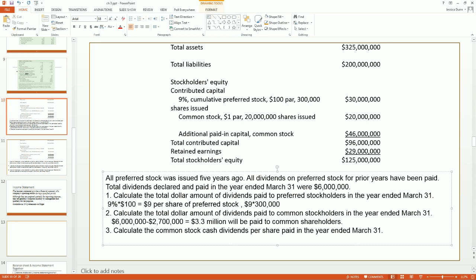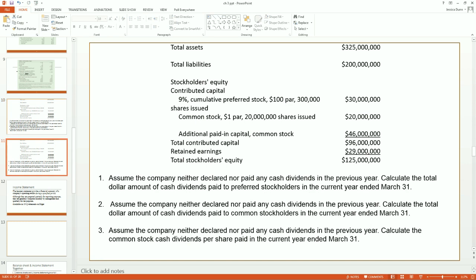If we wanted to know the amount of dividends paid per share of common stock, we would take that 3.3 million and divide it by the number of shares of stock outstanding, 20 million. And they each get 16.5 cents.